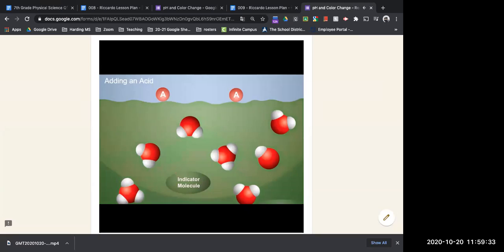The H3O plus ions donate protons to the indicator molecules, causing the indicator to change color towards red. Let's watch that again. The acid will donate protons to the water molecules, which turn into H3O plus ions. The H3O plus ions donate protons to the indicator molecule, which turns red.